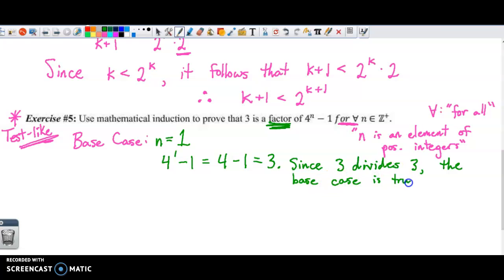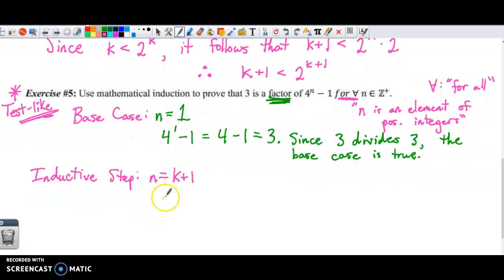And now I need to prove this for the inductive step. So the inductive step is for n equals k plus 1. And somehow I need to use this fact up here again. So let's talk about what's happening. So all I know is that 4 to the n minus 1 is divisible by 3.